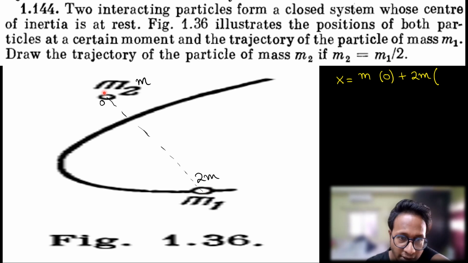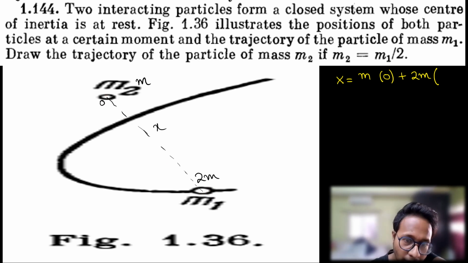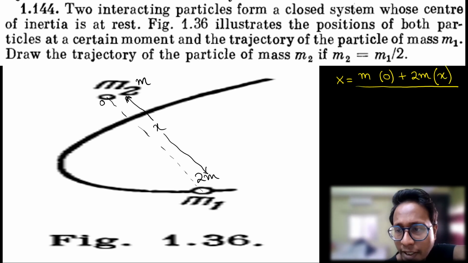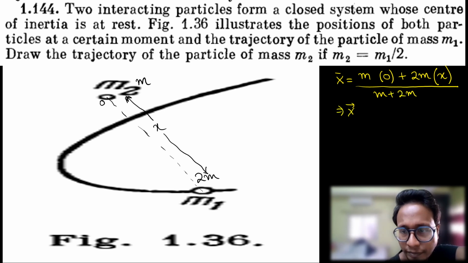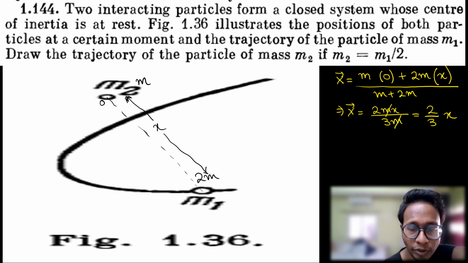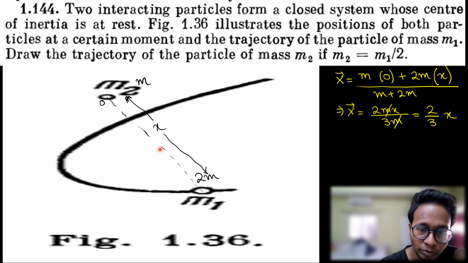Position of M1 is distance X from the origin, so let this total distance be X. So out here, it is 2M into X divided by M plus 2M. So position of center of mass would be 2mx divided by 3m. M and M would get cancelled and we get 2 by 3x. So position of center of mass from this origin would be 2 by 3x. So somewhere around here is the center of mass.